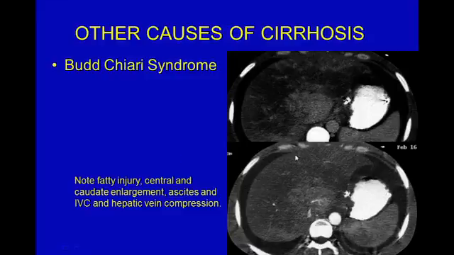So here on CT, this is a typical image. The idea here is that venous outflow is obstructed from the liver, and the caudate has its own outflow passage, so it is typically spared and the rest of the liver is involved.